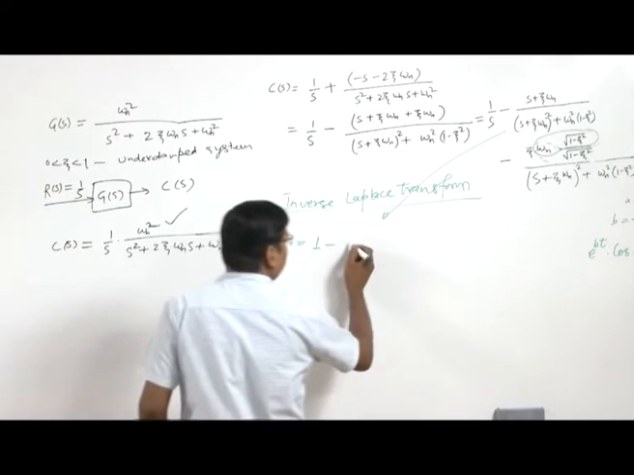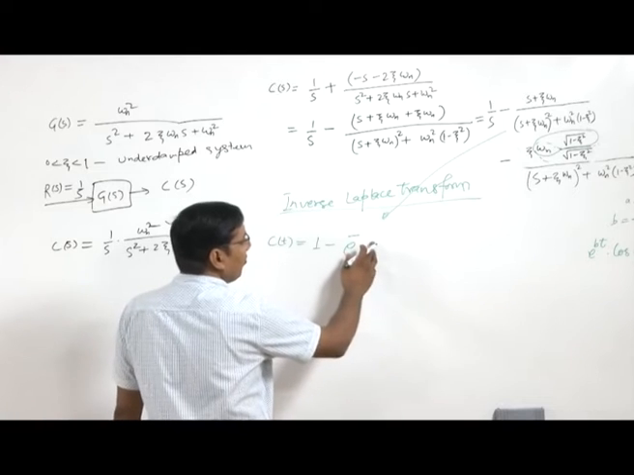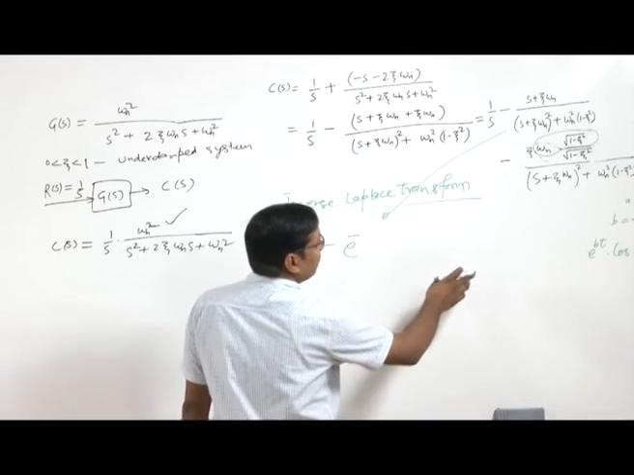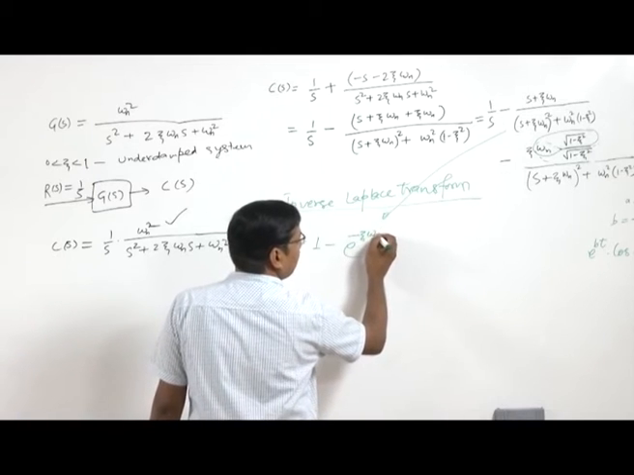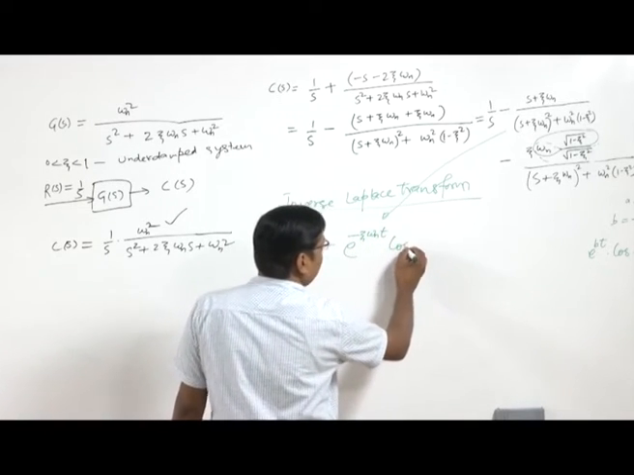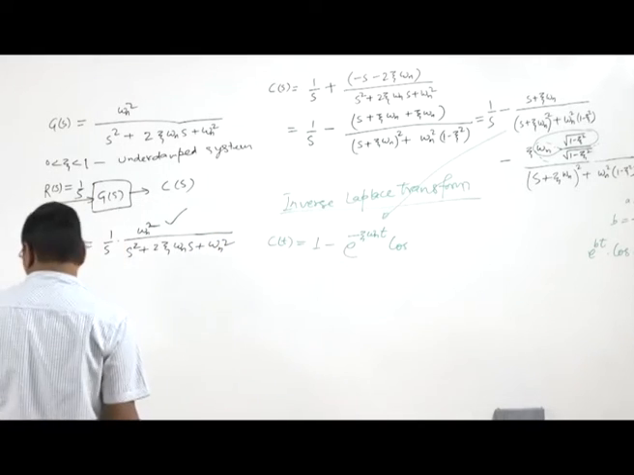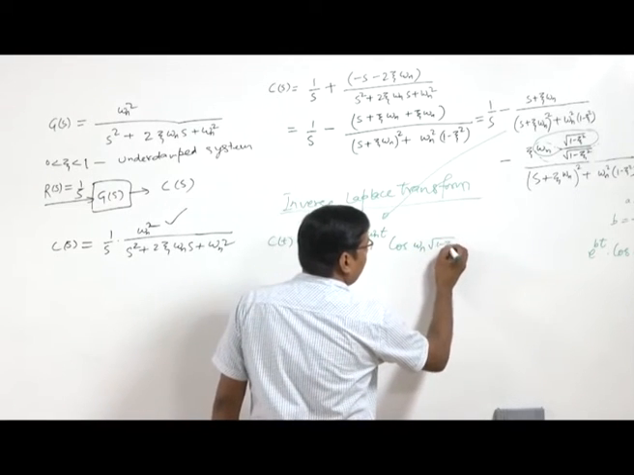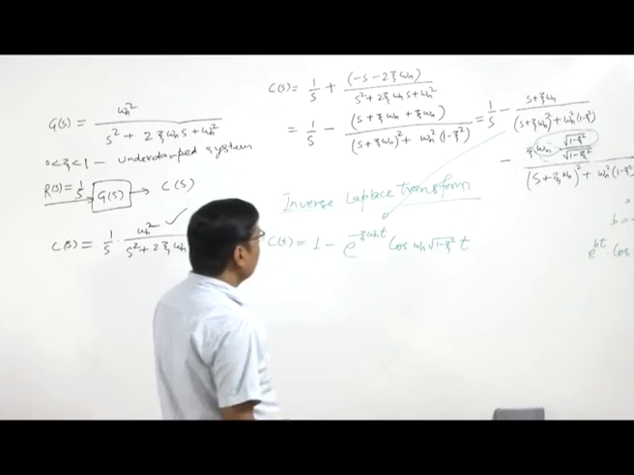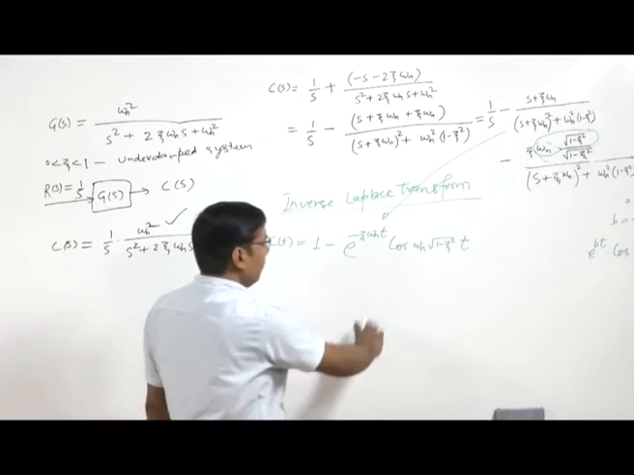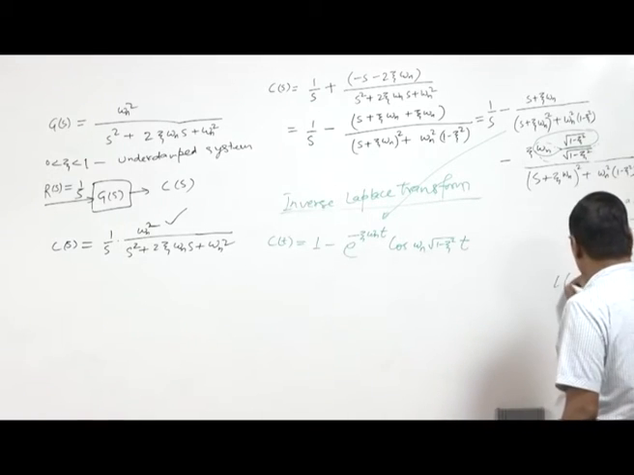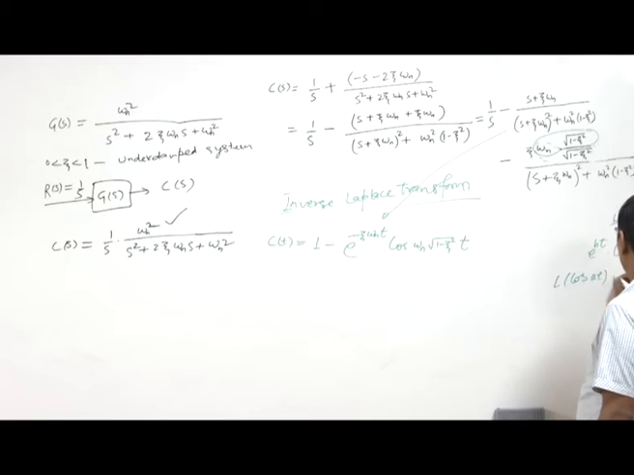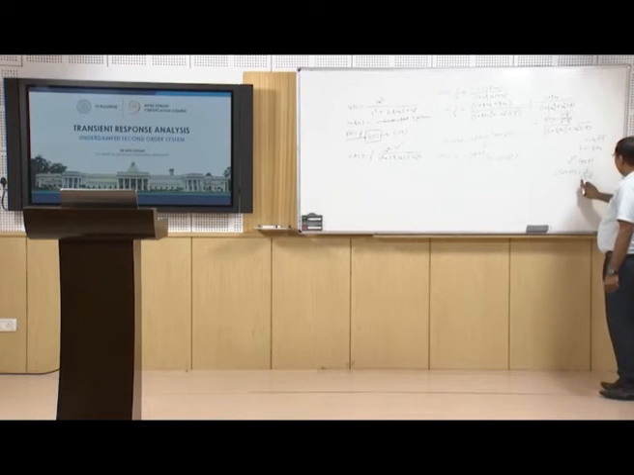So this will be 1 minus e power minus b, so b is minus zeta omega n, so e power minus zeta omega n t into cos a t. A is omega n root 1 minus zeta square t. So this is this part, because Laplace transform of cos a t equal to s upon s square plus a square, and if we say s minus b, it will be multiplied with e power bt.